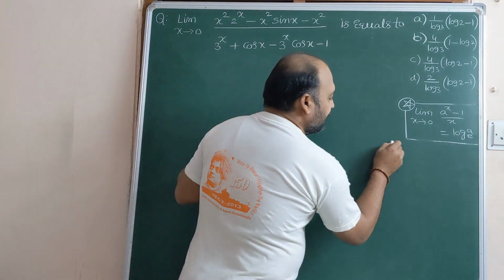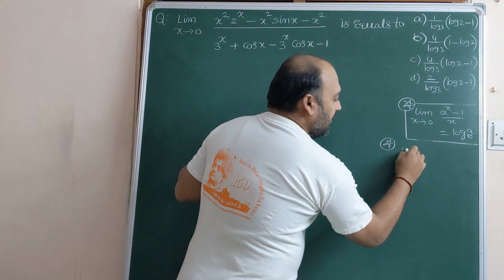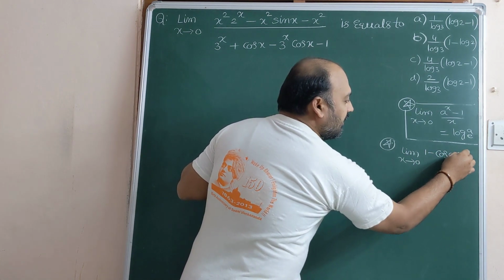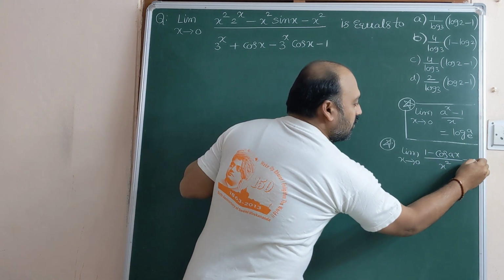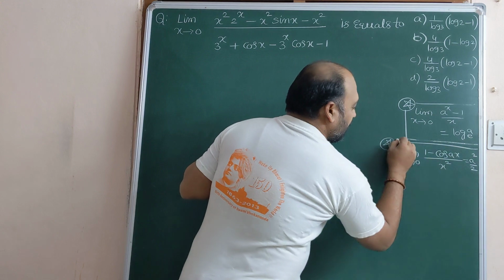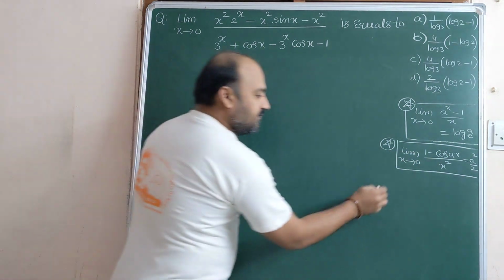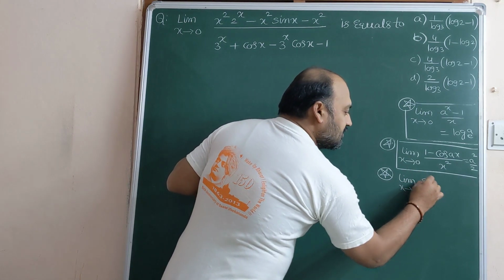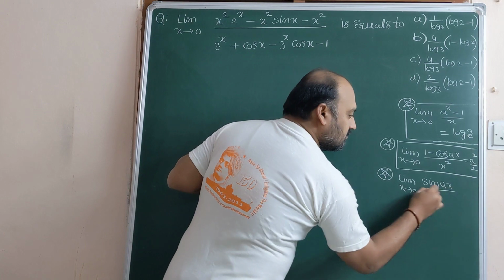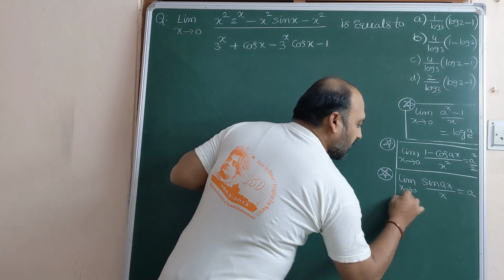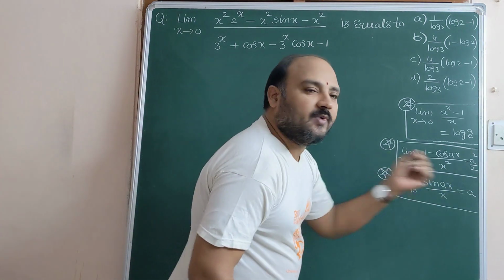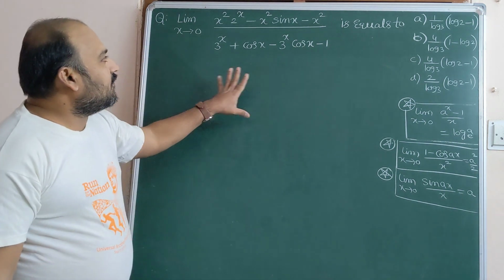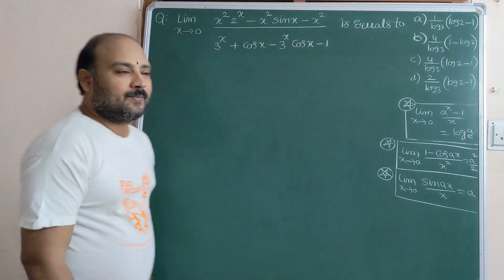Next, limit x tends to 0, (1 − cos ax)/x² is equal to a²/2. Third formula, limit x tends to 0, sin ax / x is a. Suppose in place of a, 1 is there, the answer is 1. In place of a, −3 is there, the answer is −3. So these are the three formulas we are going to apply.